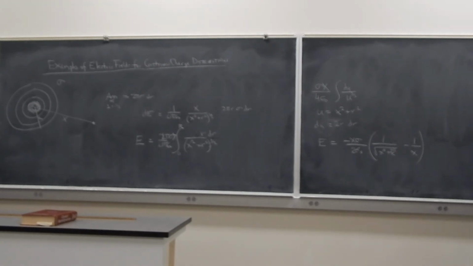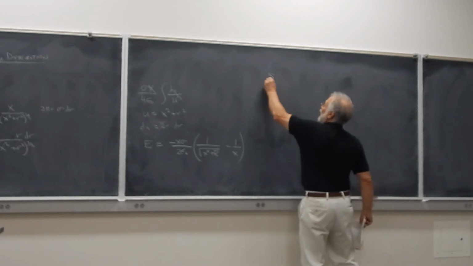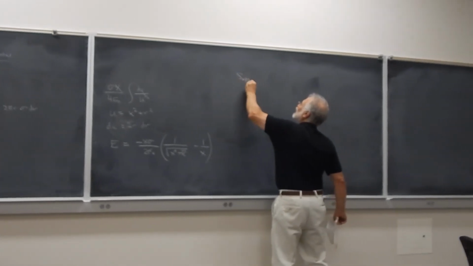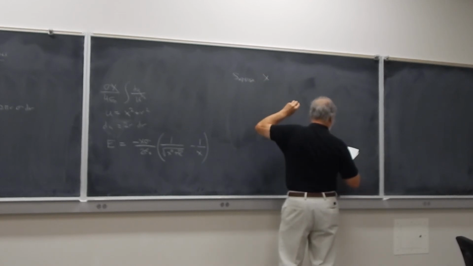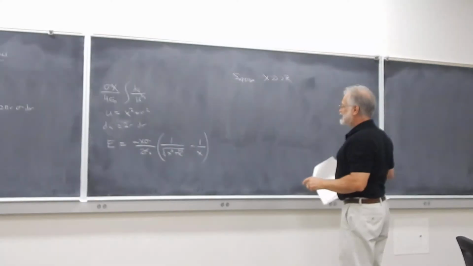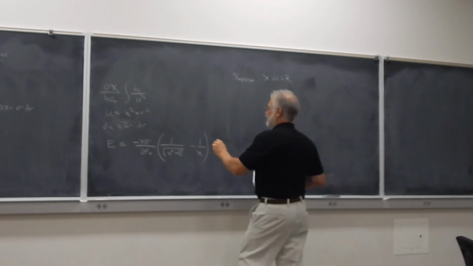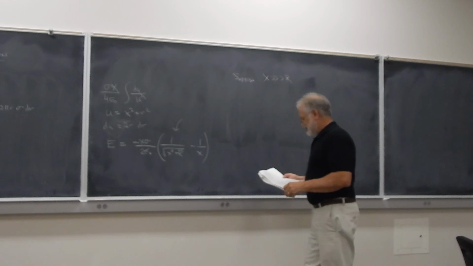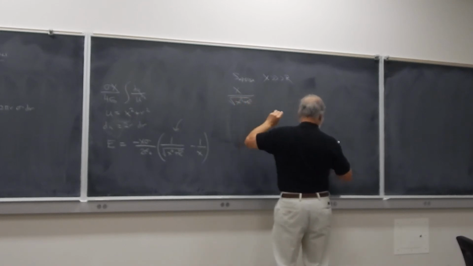Beautiful. Let's do something fun with this. Suppose, and that's the answer, that's the right answer, but suppose we have a situation where x is much, much greater than r. Let's do another trick. Let's expand the denominator of the second term, this term here, I should say, in a Taylor series. So let's expand x over square root x squared plus r squared in a Taylor series.